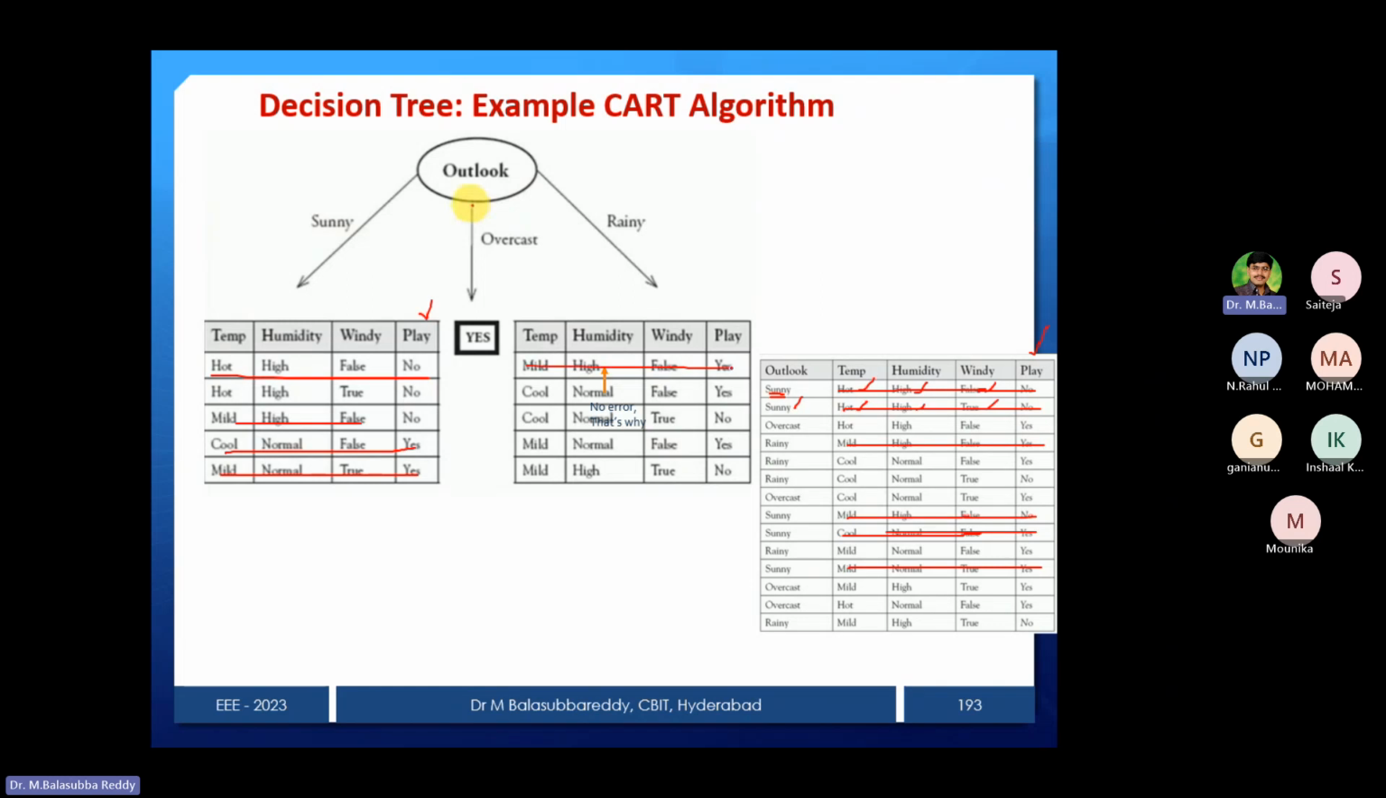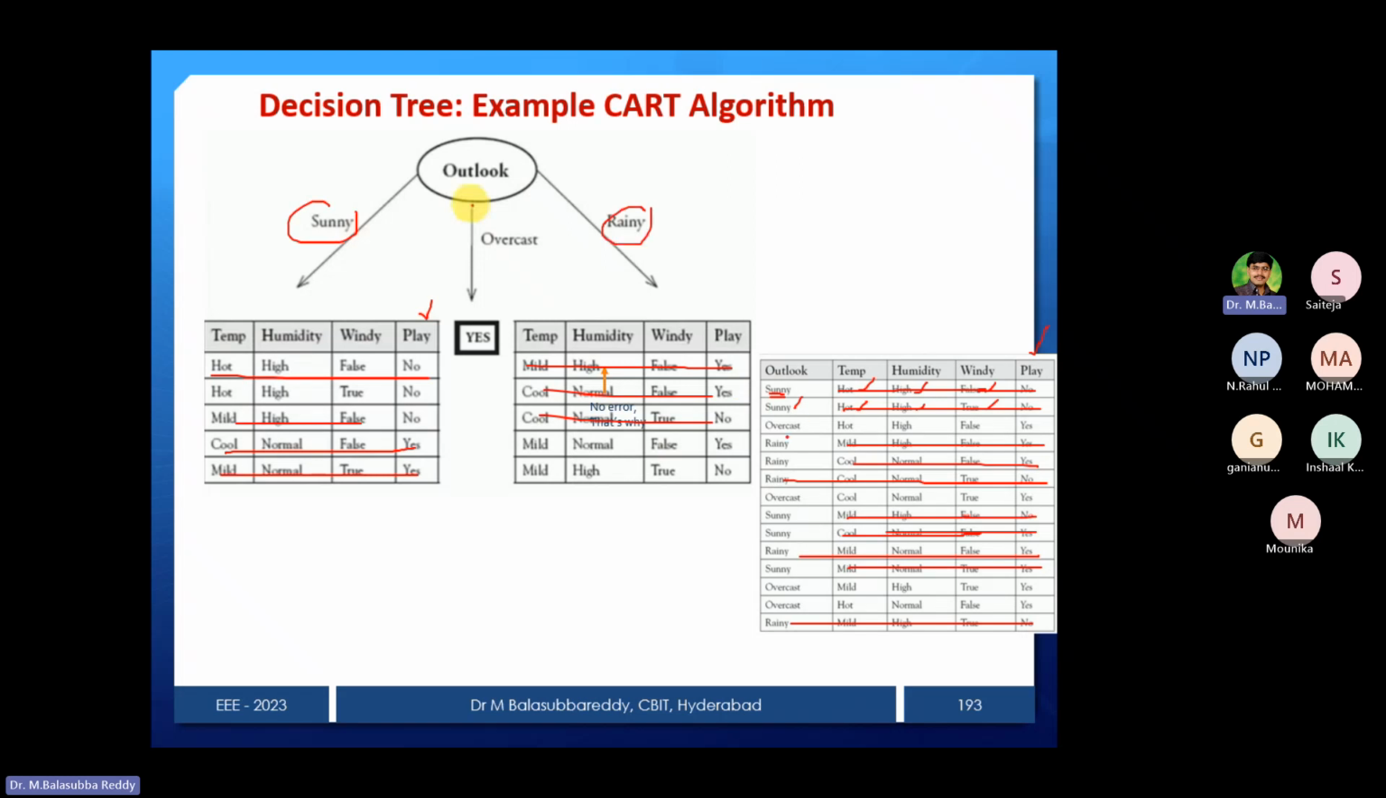I wrote this row. Then another rainy, this row. You can write this row as such. Then the third rainy, this one is the third rainy. Then another mild rainy. Yeah, this one you can write. This one you can write. So now I wrote this. Now what will happen? Directly, two things are completed, sunny and rainy.